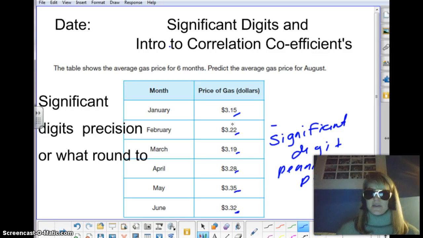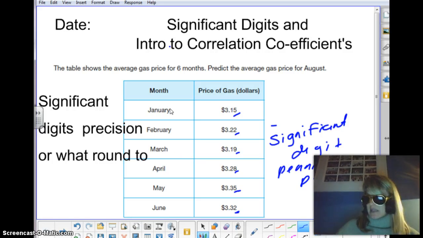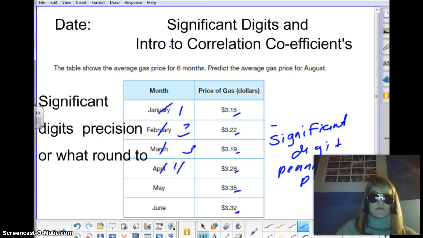So another thing, when we are doing linear regression, which is a linear line, and we have months, we put those into numbers. So instead of January, that's the first month of the year, so that's going to be number 1, February is 2, March would be 3, April would be 4, May would be 5, and June would be 6.